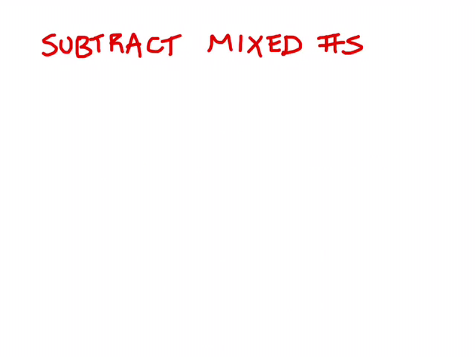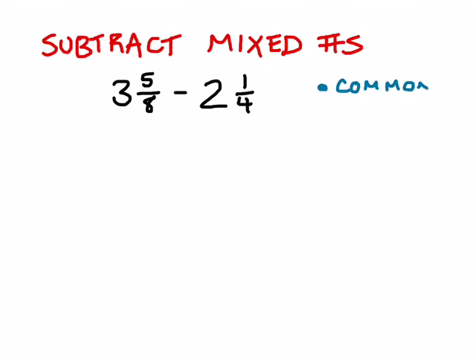Now we're going to look at subtracting mixed numbers, which is very much the same. Here we have 3 5/8 minus 2 1/4. Again, the most important thing is that idea of a common denominator. We can't do anything until our denominators are the same. No adding, no subtracting.